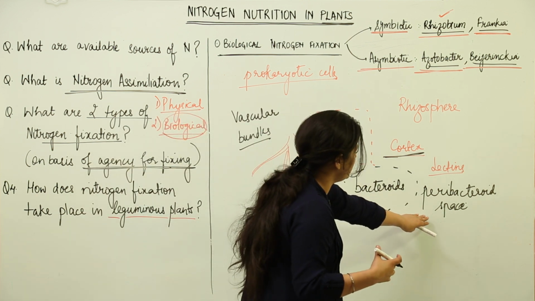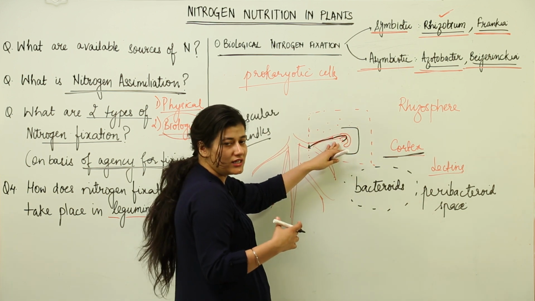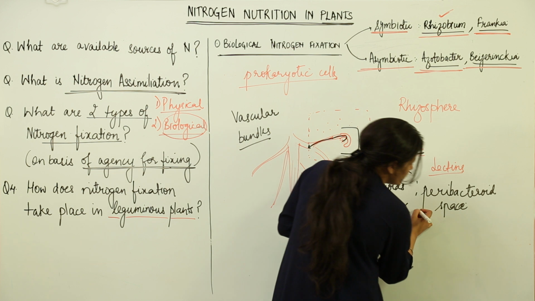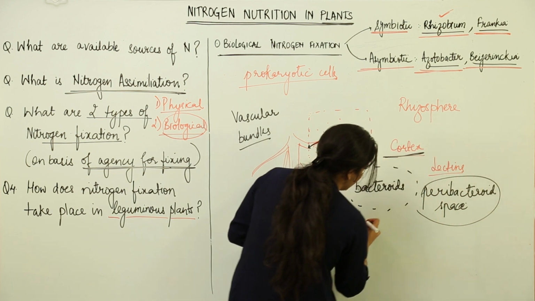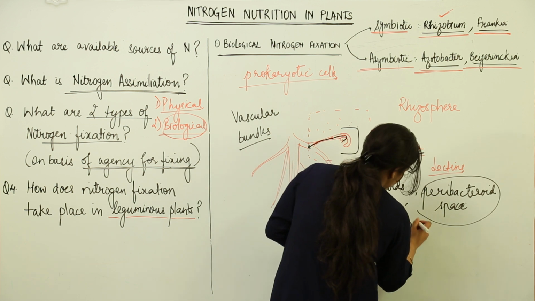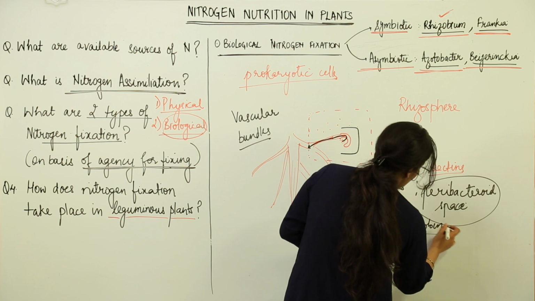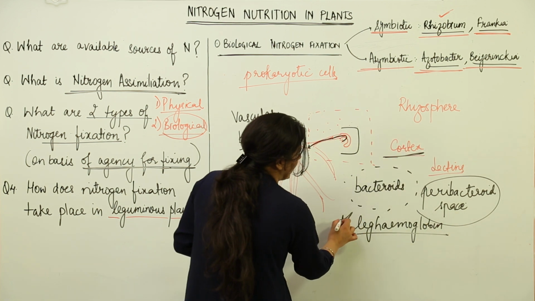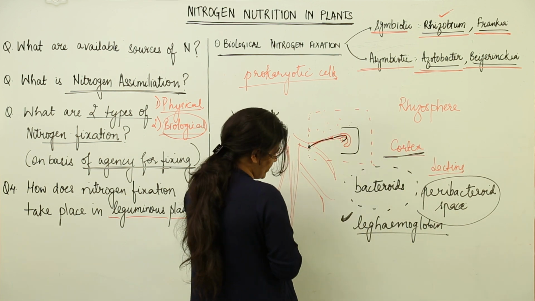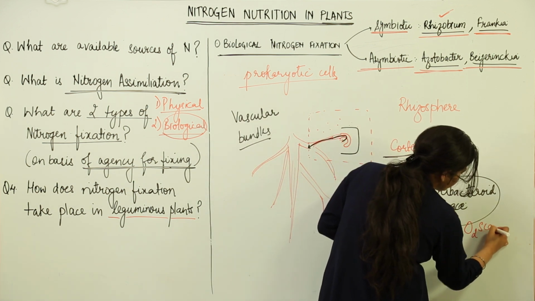So this peribacterioid space would be formed inside the cortex, and towards this peribacterioid space, what would happen? A component known as leg hemoglobin. Now this component of biological fixation is basically a compound, and you have to remember and learn it properly that it is an oxygen scavenger.